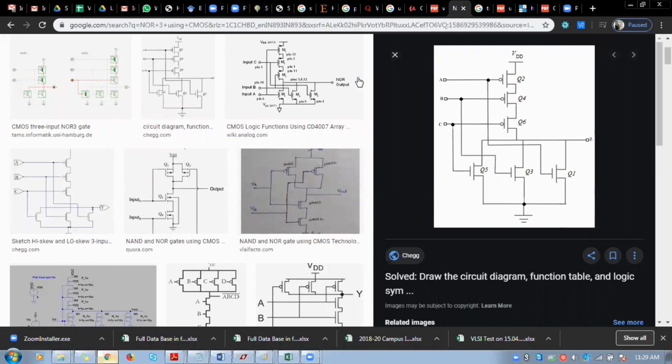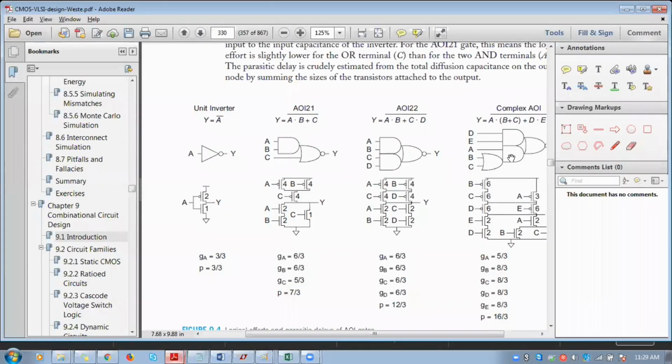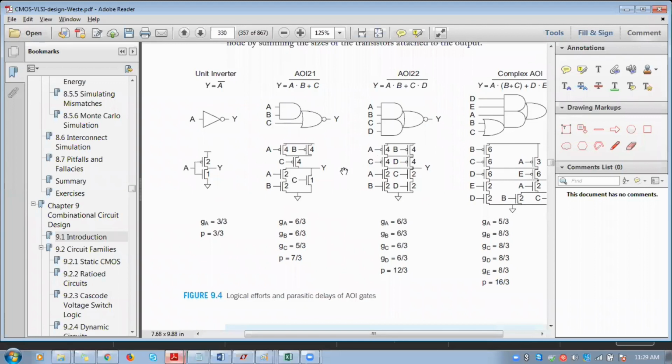So that's why in that chart we saw yesterday, they have specified the parasitic delay of N input NOR gate as well as N input NAND gate, both are N like that. So depending on the transistors which are connected directly to the output, we will be adding all the K values. Then we divide it by the unit inverter's input capacitance. This is the way we calculate the parasitic delay.